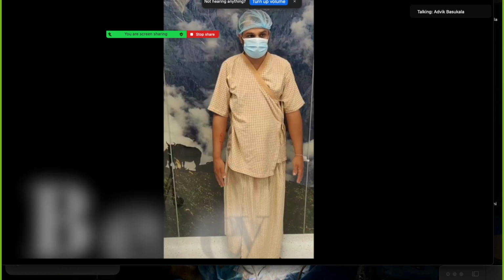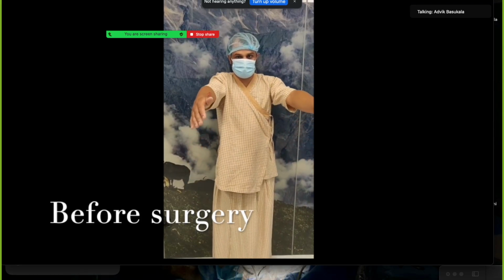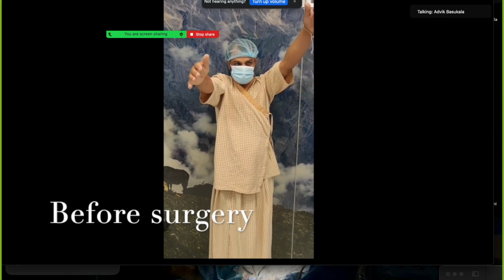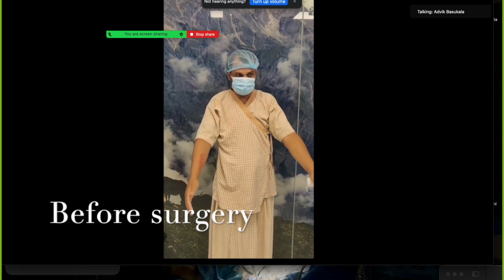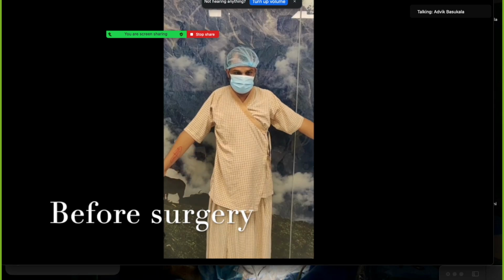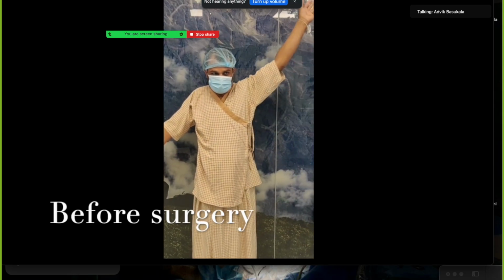This is a few cases where we have done the arthroscopic release. This patient was young, very painful, had not slept for 3 months, came with lots of agony, had been under physiotherapy for so long.